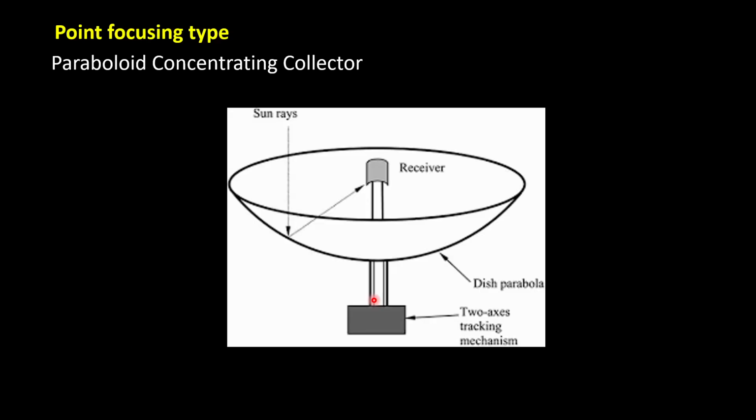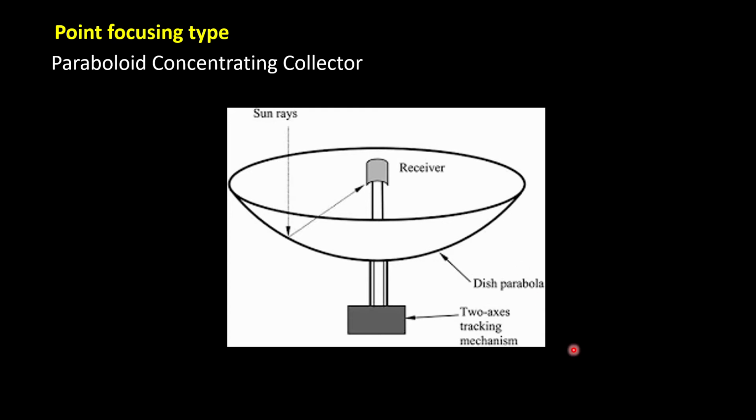Next is the paraboloid concentrating collector, that is the point focusing type. So the sun rays fall on the paraboloid dish. It will concentrate the light to a point where the receiver is placed, and this is a main disadvantage or a requirement of this type of concentrating collector.